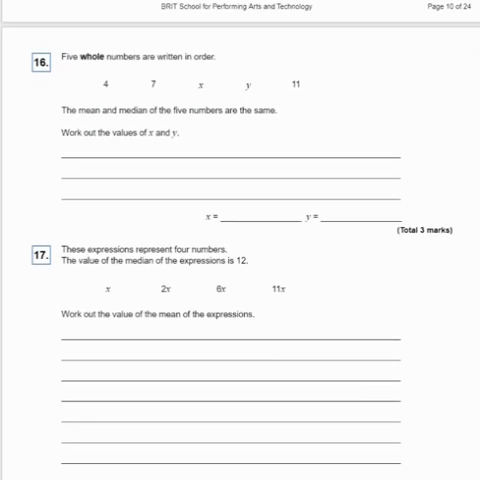5 whole numbers are written in order. The mean and median of the 5 numbers are the same. Work out the value of x and y. Okay, so first of all, the fact that they've been written in order is good. We've got 7 over here and 11 here.